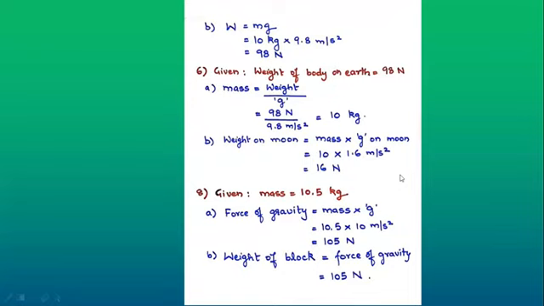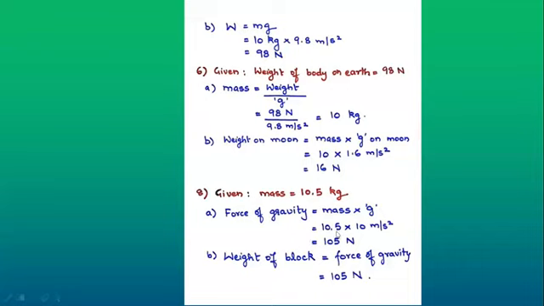Question number 8. What is the force of gravity and weight of block of mass 10.5 kg? Take g is equal to 10 meter per second square. Now you have to find force of gravity. That means you are asked about the weight of the object. What is weight? Weight is the force of gravity acting on a mass. So here force of gravity is equal to mass into acceleration due to gravity. In the question it is given, take g as 10 meter per second square. So you have to take that value only.